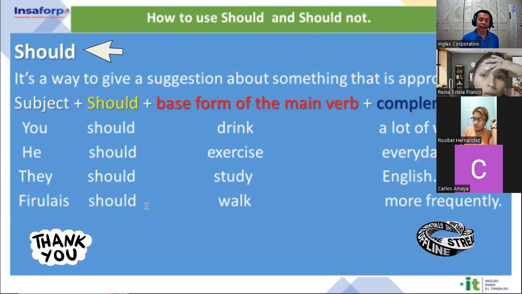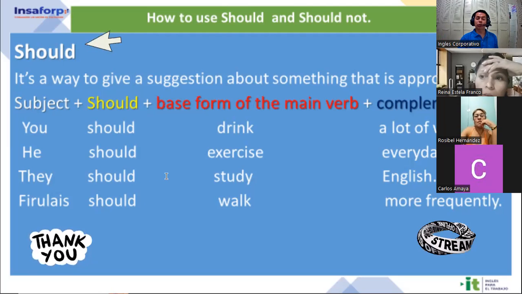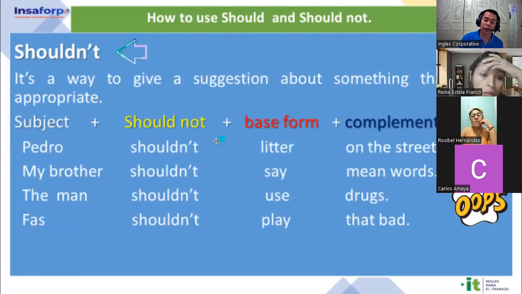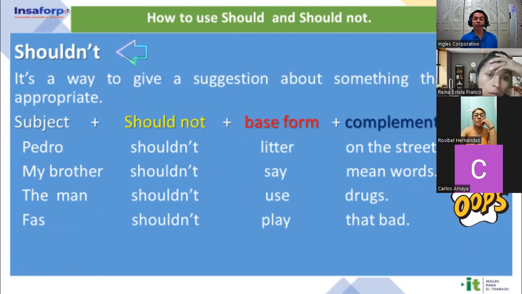Okay. Now, let's continue. This is the use of should in affirmative. Now, we're going to check the use of should in negative. Shouldn't is a way to give a suggestion, una forma de sugerir algo, about something that is not appropriate. I mean, you don't do that. Please, no lo hagas. For example, Pedro shouldn't litter on the street. Pedro no debería tirar basura en la calle. He shouldn't litter on the street.